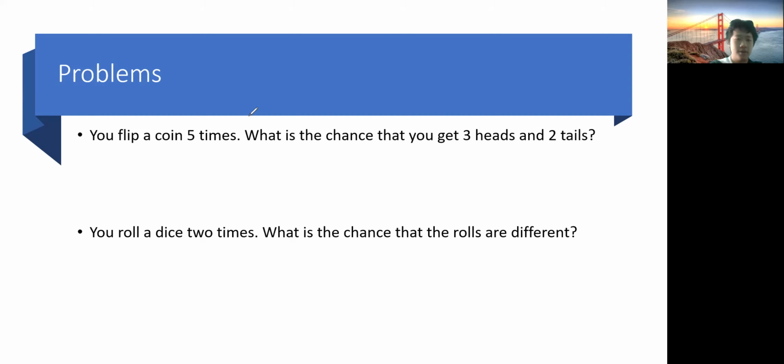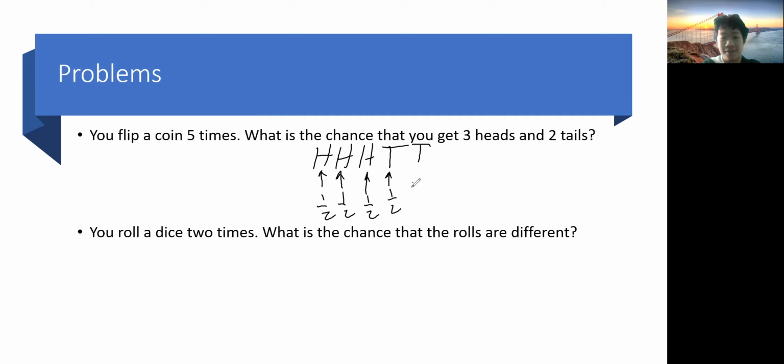Okay, so I'm going to go through these now. I flip a coin 5 times. What's the chance I get 3 heads and 2 tails? Well, let's just assume I got 3 heads first and then 2 tails. The chance of me getting a head is 1/2, 1/2, 1/2, and then 1/2, 1/2. That's 1/32. Okay. But there are many ways I can get 3 heads and 2 tails. I don't have to get 3 heads first and then 2 tails. I can get 2 tails first and then 3 heads.